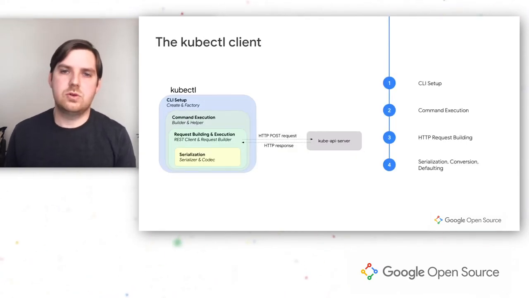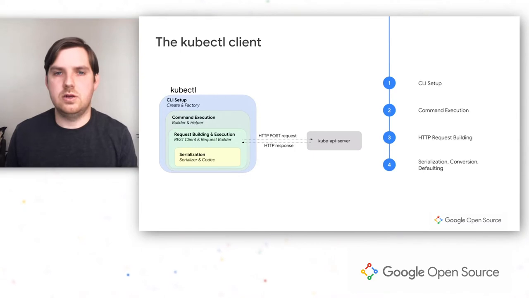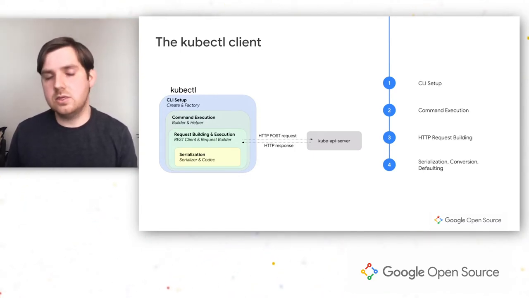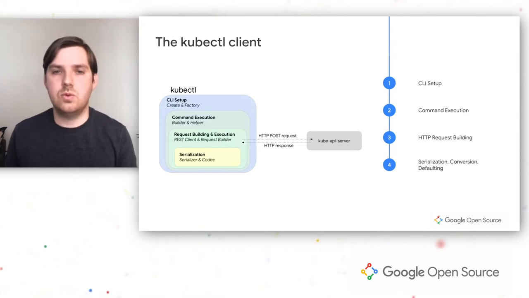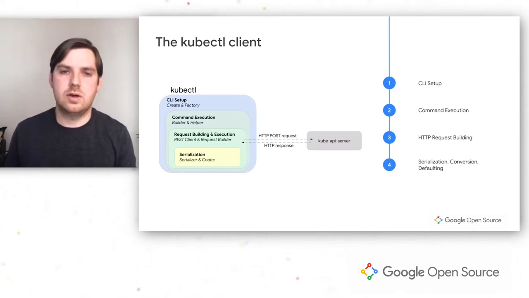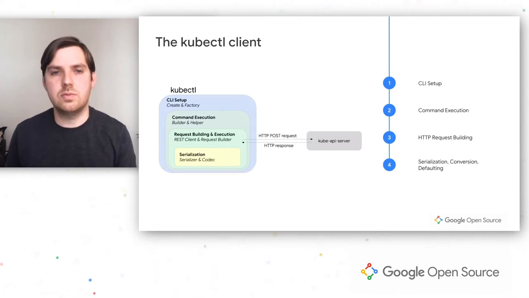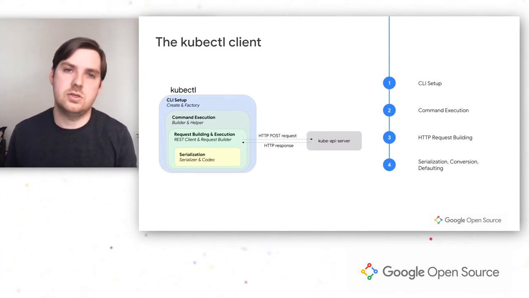So starting with the kubectl binary, the few big points we'll touch on here are the setup around creating the kubectl CLI command, the actual execution of that command, the way in which we create an HTTP request and execute that request, sending to the API server, and lastly, the client-side serialization that takes place to encode the body of the request into a format that we can send across the wire that the API server can understand.